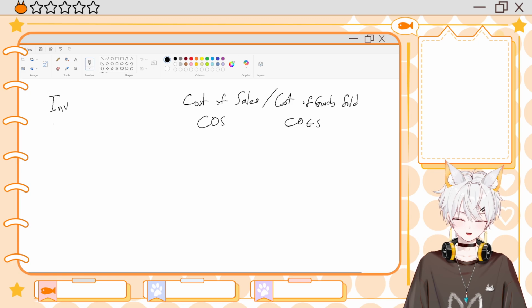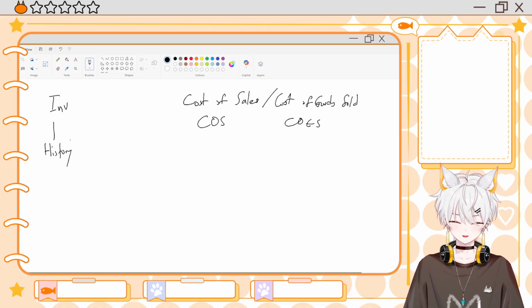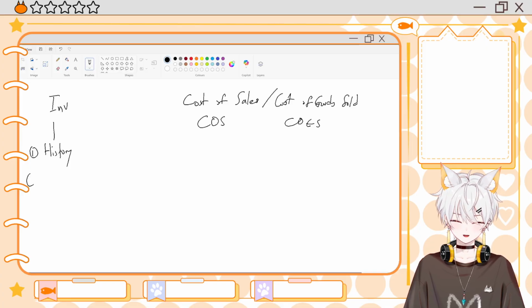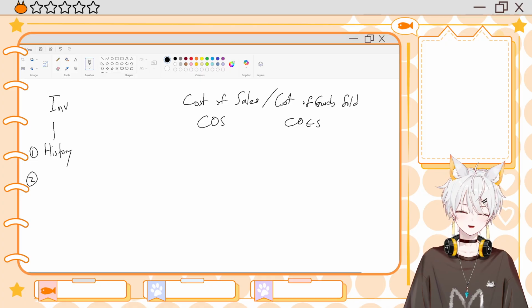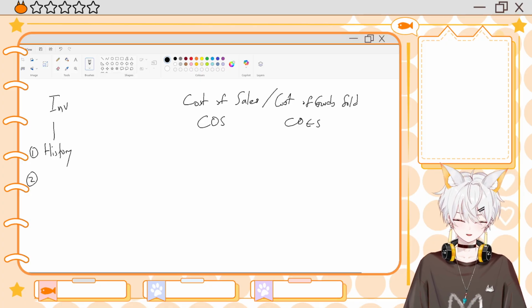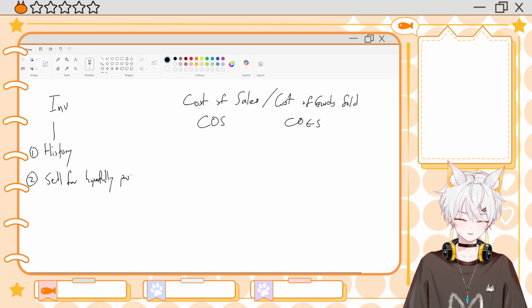Inventory will have a history because you got it from somewhere. That's requirement number one. It has a history. And number two, you intend to use it for future economic benefits, usually by selling it, for hopefully profits.